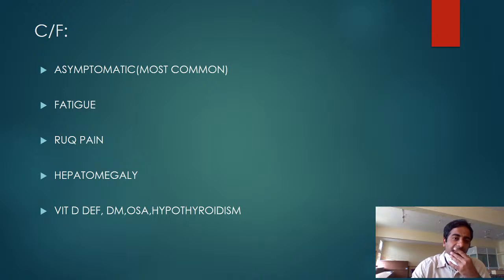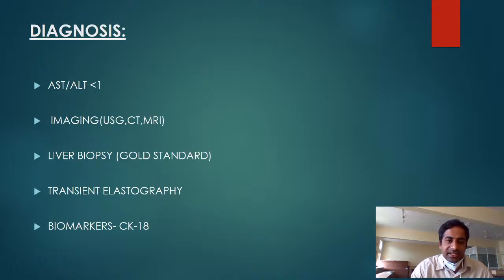Clinical features: mostly it's asymptomatic. Patients may have fatigue, right upper quadrant pain, hepatomegaly, vitamin D deficiency, diabetes mellitus, obstructive sleep apnea, and hypothyroidism. So these are the clinical features. For diagnosis, AST/ALT should be less than 1. In alcoholic liver disease it's exactly opposite: usually SGOT will be greater than SGPT. In alcoholic liver disease, SGOT is more increased due to deficiency of pyridoxal phosphate, so that's why SGOT is more than SGPT.